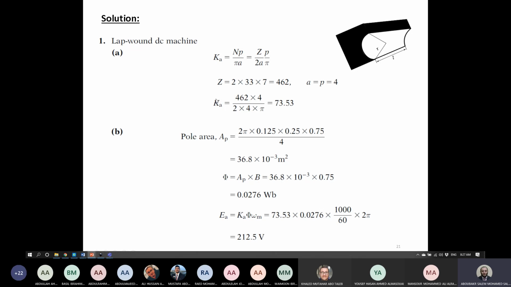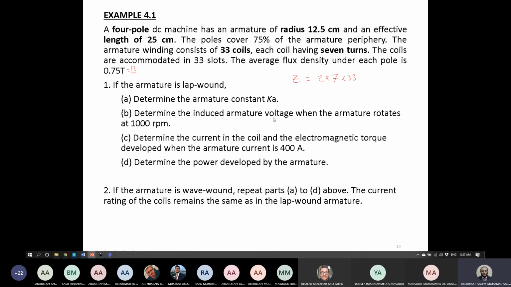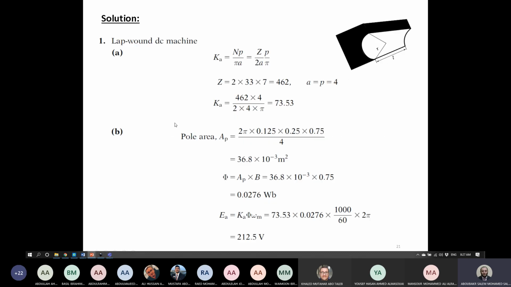After that, it's required to calculate the induced armature voltage when the armature rotates at a speed of 1000 RPM. In order to calculate the EMF, you know the relation of EMF: E equals Ka, which we calculated, multiplied by phi, multiplied by omega. Phi equals B multiplied by A. We have B, however, we need to calculate A first. So, what is the A, or effective area, of the winding?